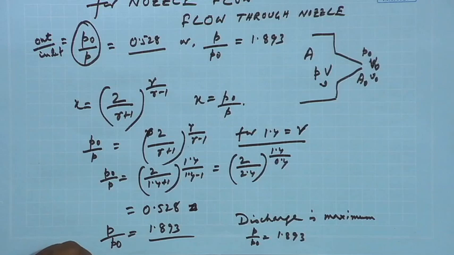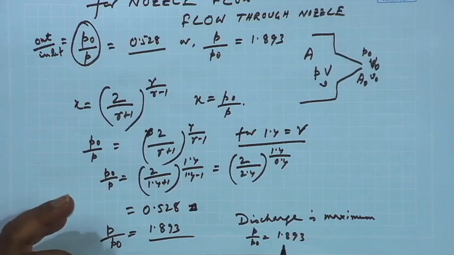So if the pressure ratio is 1.893 inlet to outlet or 0.528 outlet to inlet, then we can tell the discharge is maximum. Or for maximum discharge, the pressure ratio inlet to outlet has to be 1.893 or outlet to inlet has to be 0.528. Then only we can say the discharge is maximum, right? This we have to keep in mind. This is very helpful for finding out both the discharge and the velocity at the tip.